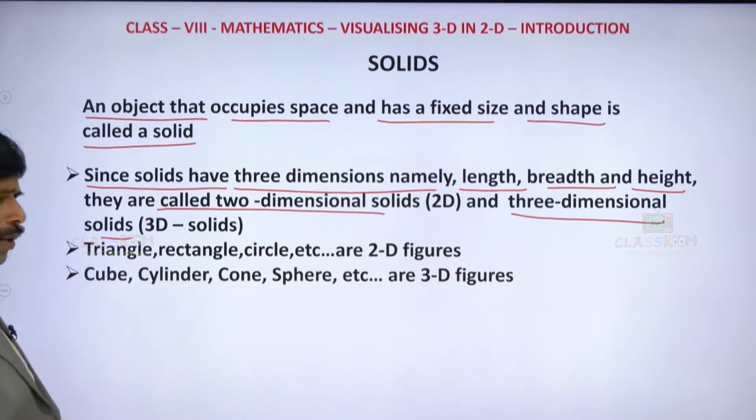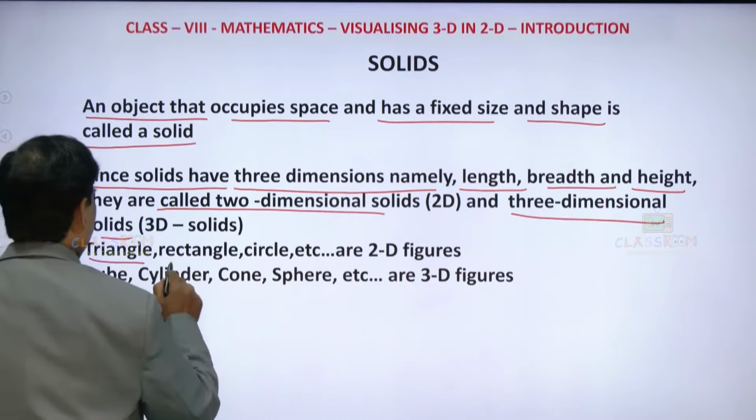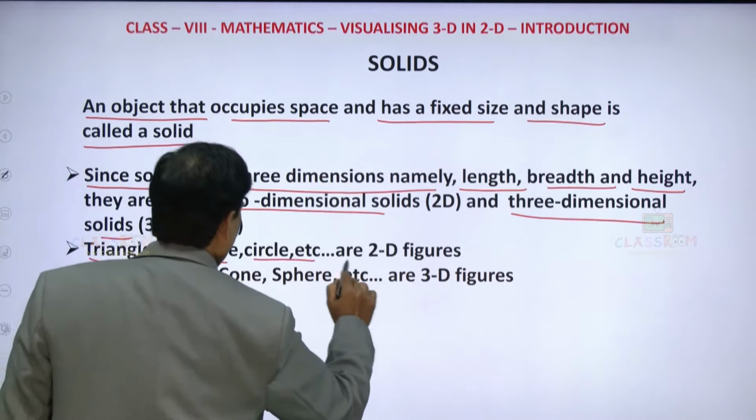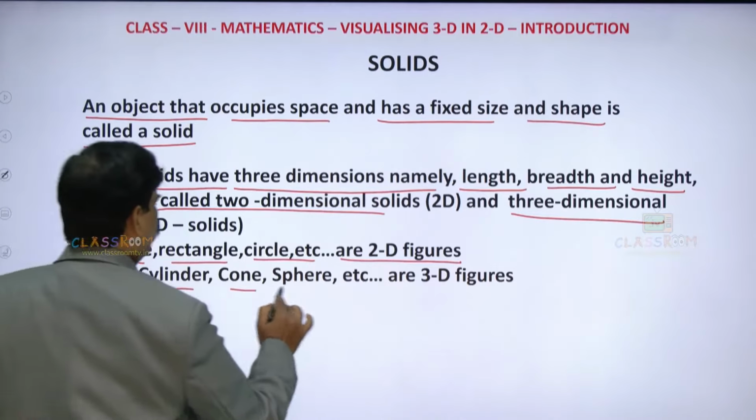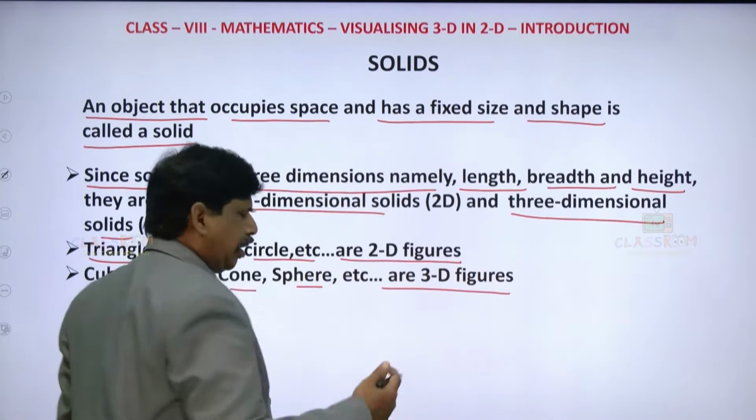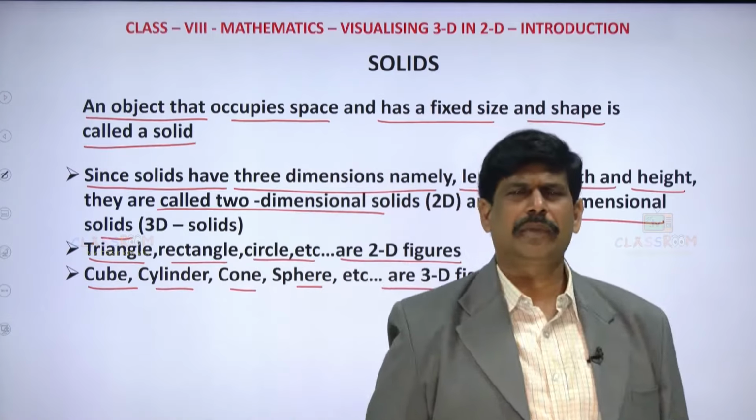Clear? So what are 2D figures here? A triangle, rectangle, circle, these all come under 2D figures. Whereas a cube, cylinder, cone, sphere, like that, are all 3D figures. Is it clear?